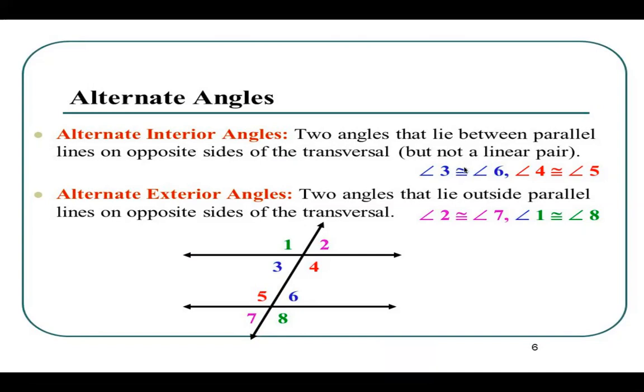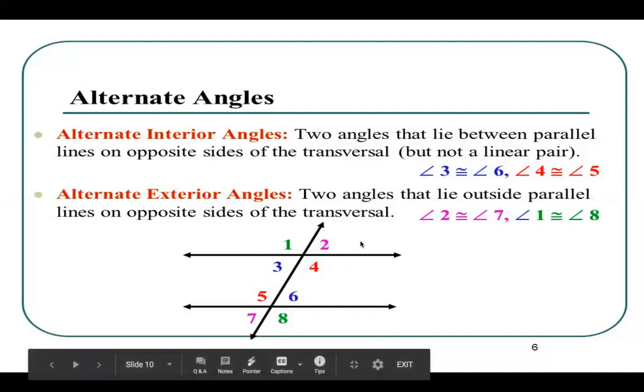This sign is called the congruent sign. Instead of saying it's congruent, math people are lazy, like I told you. They just create a symbol for congruent. It's like an equal sign with a little wavy thing on the top. That means congruent. So 3 and 6, and 4 and 5 are congruent, which is called alternate interior. You know why? Because they are in between the parallel lines. That's why it's called interior.